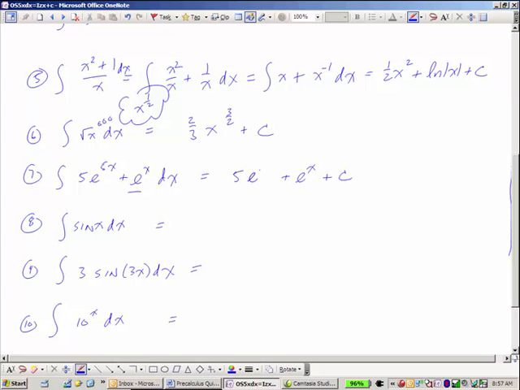5e to the 5x. All right, so if I asked you what's the derivative of 5e to the 5x, the derivative of 5e to the 5x would be 25e to the 5x. So it's just e to the 5x. So if it's just e to the 5x, the derivative of e to the 5x is e to the 5x times 5. Where did this 5 come from?